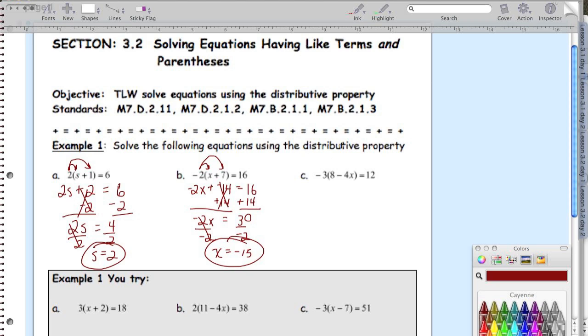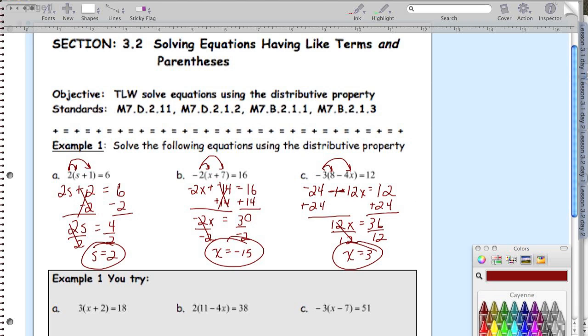Letter C, I want to simplify the left side, so I do that by distributing. I get negative 24 minus negative 3 times 4x is negative 12x. Now the only simplifying I can still do here is that I have minus and negative. That's not good math. We want to write that as plus a positive, but really that's just one big positive. So I have negative 24 plus 12x equal to 12. I'm going to get rid of this negative 24 by adding 24 to both sides. I have 12x equal to 36. Divide by 12, x equals 3.